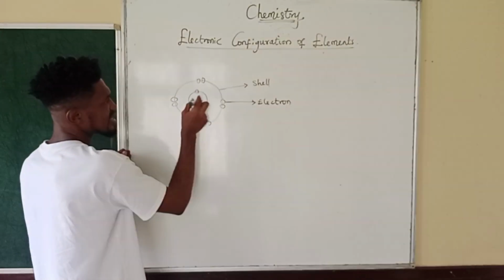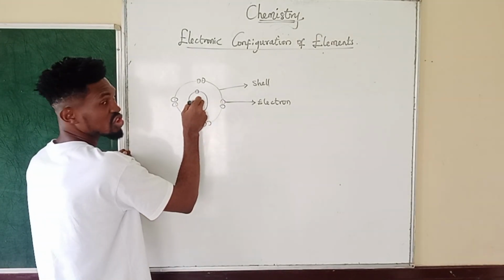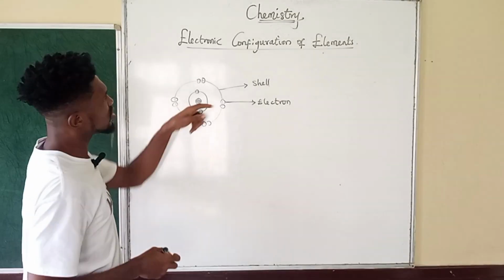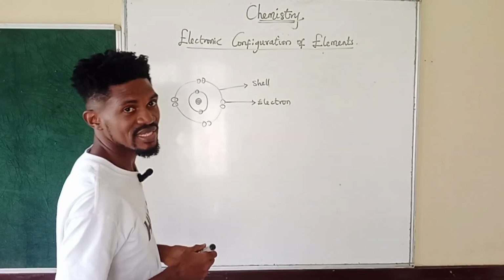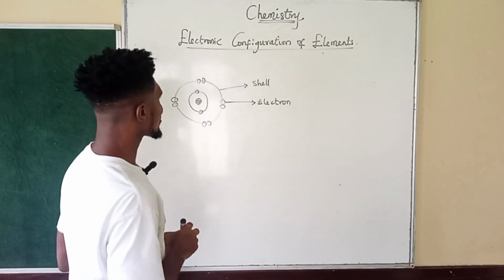Remember, we have proton inside here, inside this dense center. We also have neutron inside this dense center. It doesn't revolve. It's only electron that revolves. Alright? Am I making sense? If I'm making sense, let's continue.